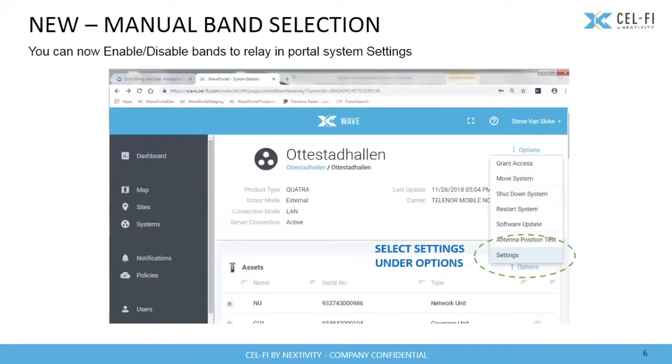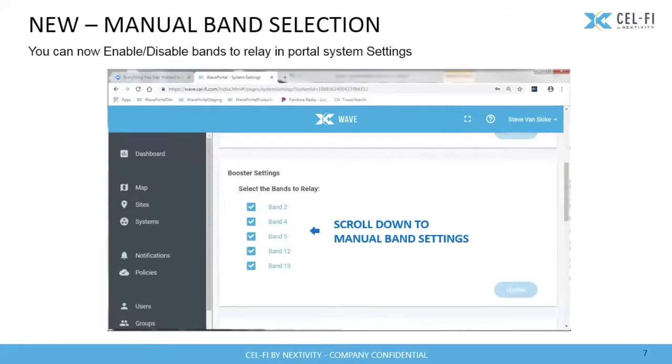When you go to the system asset screen, some of you may have noticed that settings has changed. We used to have different settings in different spots, but now they're all encapsulated under one menu choice called settings, which is a scrollable page. In order to make use of manual band selection, go to settings and click on it, and then you're going to scroll down about halfway down the page, and you will come to manual band selection.